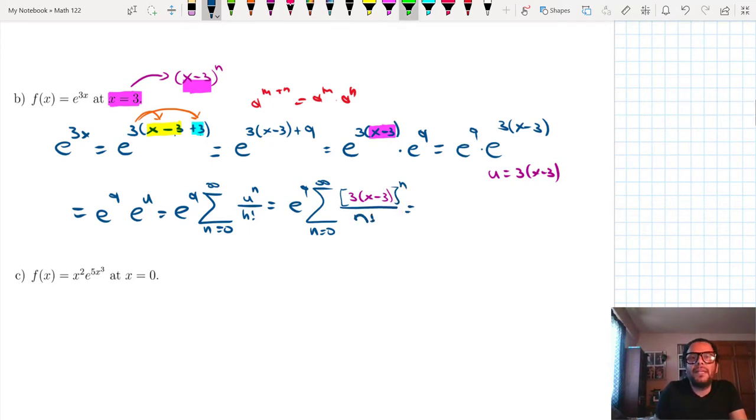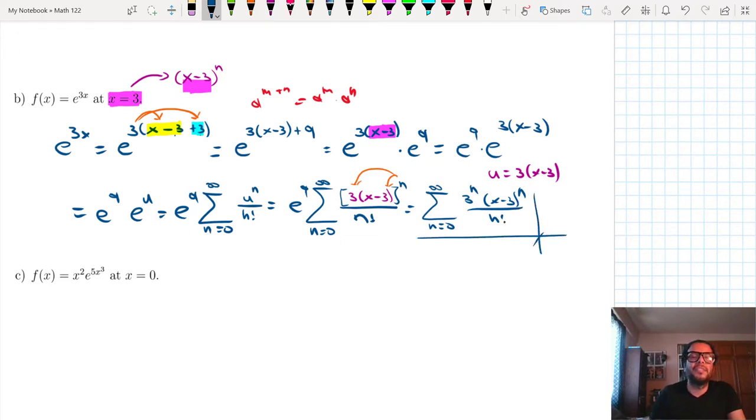Let's just simplify by distributing the powers here and there. So we are going to have the following: e to the 9th, sigma n equals 0, 3 to the n, x minus 3 to the n, divided by n factorial. And that's our final answer.